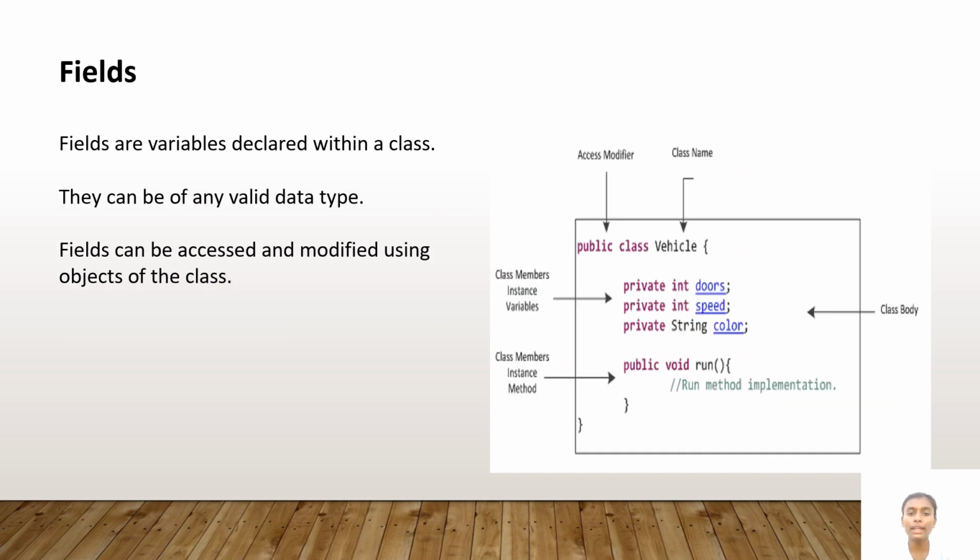What are fields? A field is a variable of any type that is declared directly in a class or struct. Fields are members of their containing type. A class or struct may have instance fields, static fields, or both. Instance fields are specific to an instance of a type. Fields are variables declared within a class. They can be any valid data type. Fields can be accessed and modified using the object of the class.